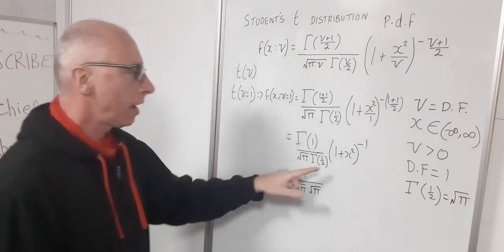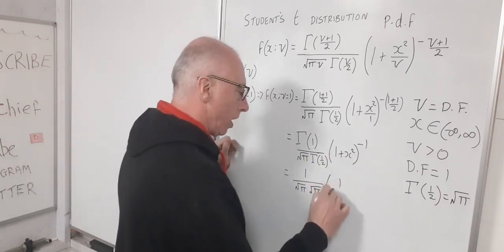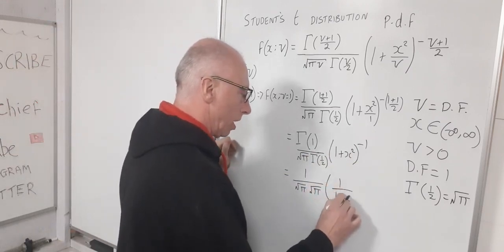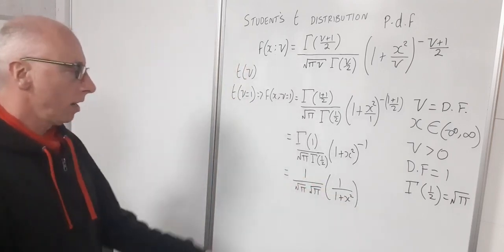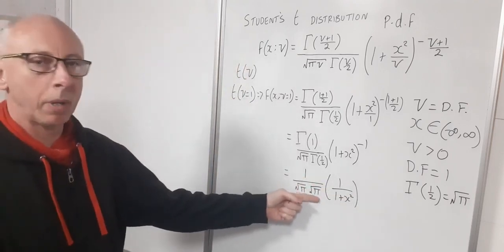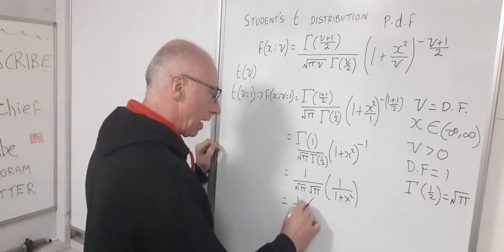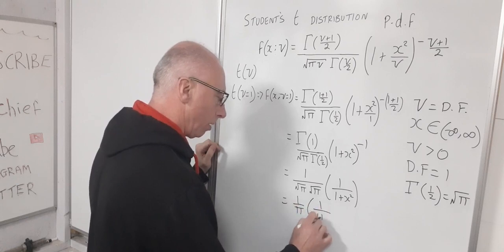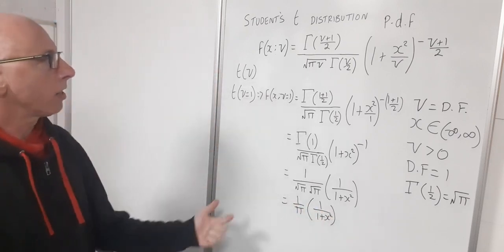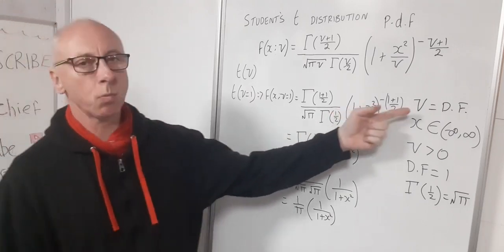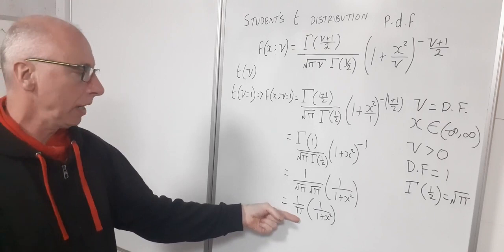Okay, and now we've got 1 plus x squared to the minus 1, which is 1 over 1 plus x squared. Basically, it's the reciprocal. Okay, well, square root of pi times square root of pi, that gives me 1 over pi and 1 over 1 plus x squared. Okay, so when our degrees of freedom is 1 with our t distribution, we've got this here for our PDF.